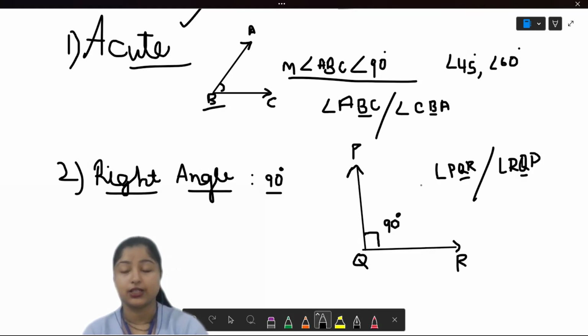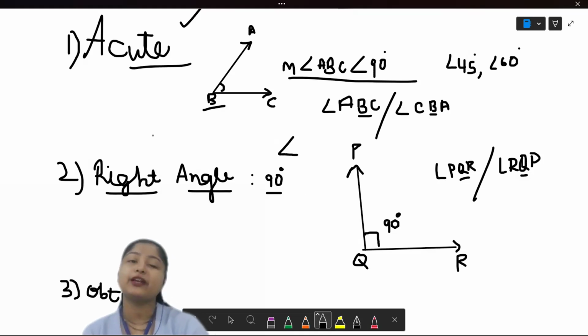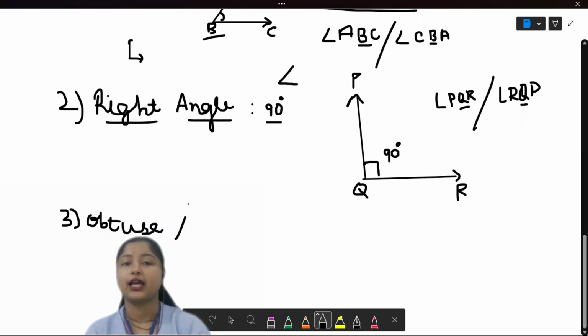Let's move on to the next concept. One more thing, when we are writing angles, we generally use this symbol. But for a right angle, we specially use this symbol that shows that it is making a right angle. Now, let's move on to the next type of angle, that is an obtuse angle.